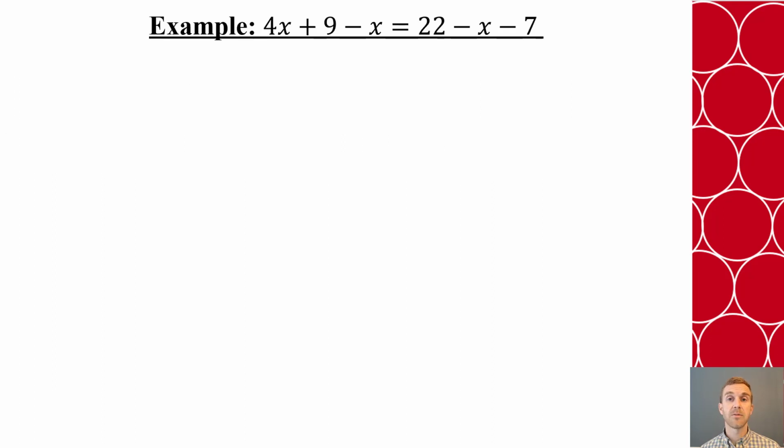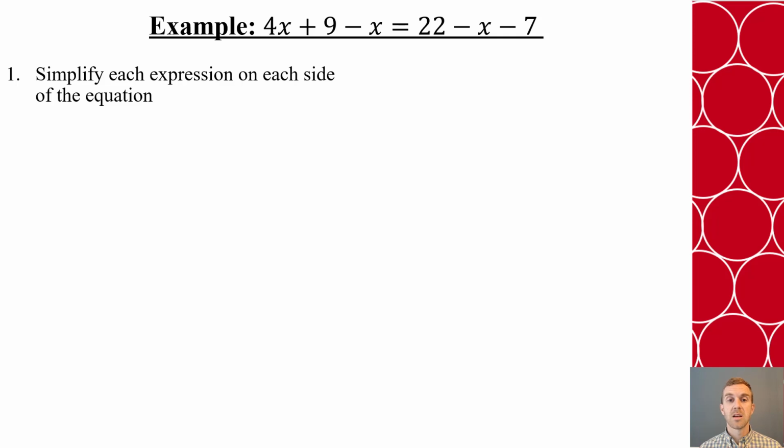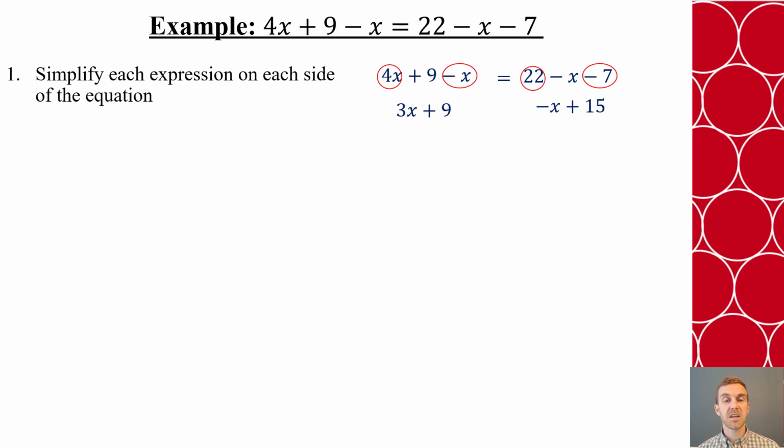Let's look at an example. 4x plus 9 minus x equals 22 minus x minus 7. Let's start with the expressions. So we start on the left expression. 4x plus 9 minus x. Here we can do 4x minus 1x to give us 3x plus 9. Then on the right-hand side, we have 22 minus x minus 7. Here we can do 22 minus 7, and that would give us negative x plus 15.